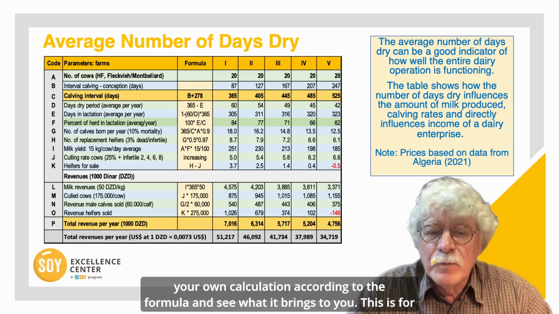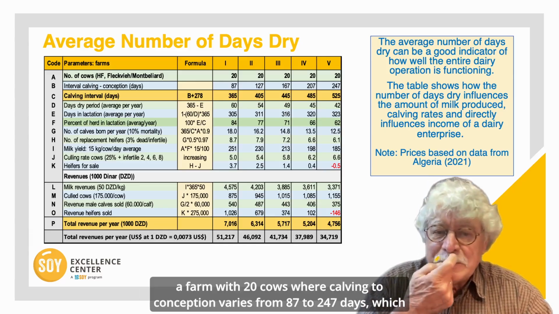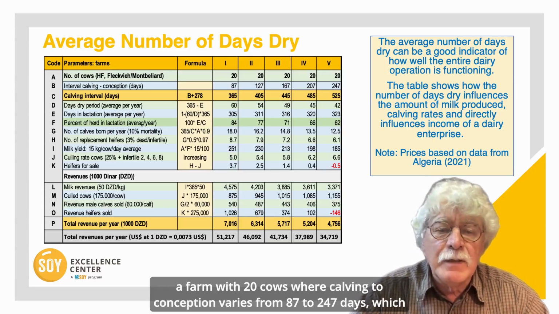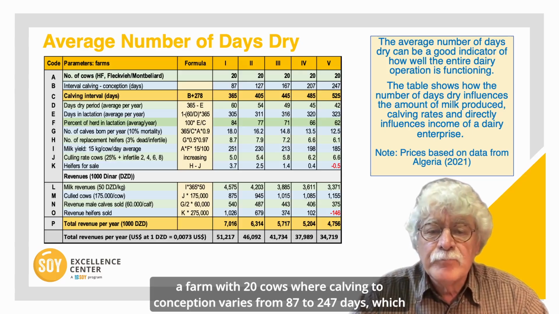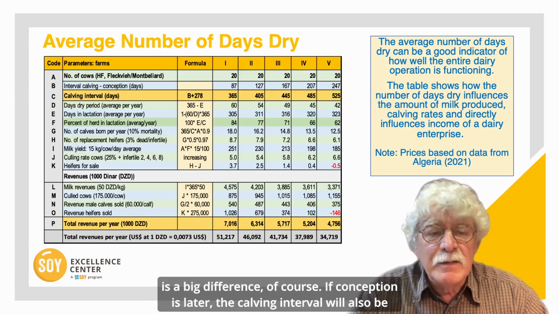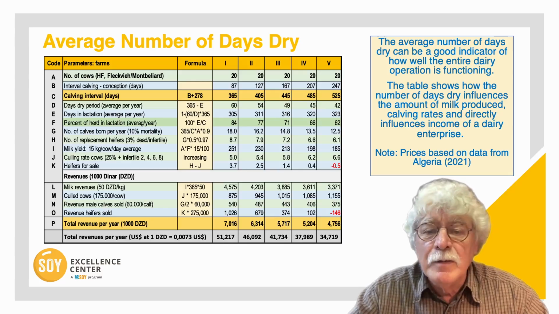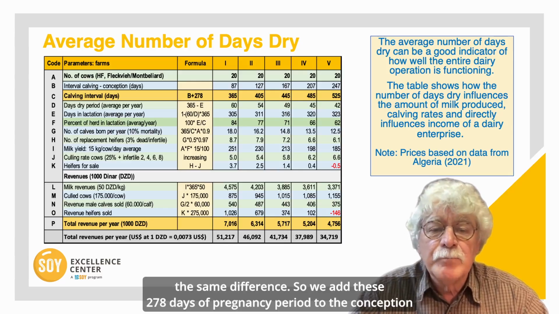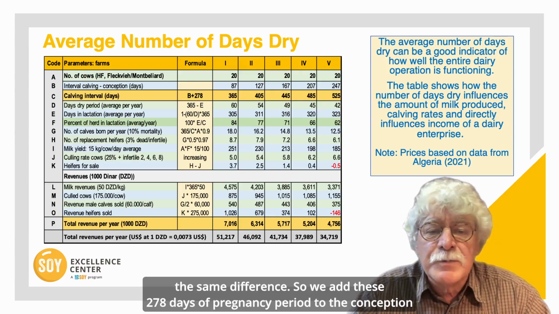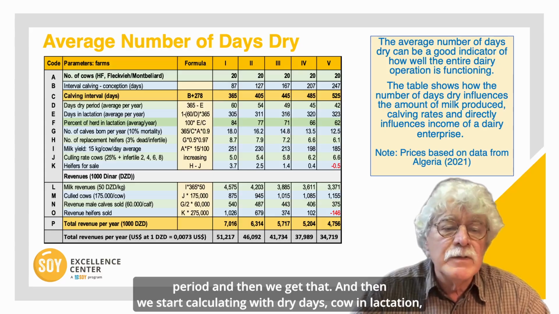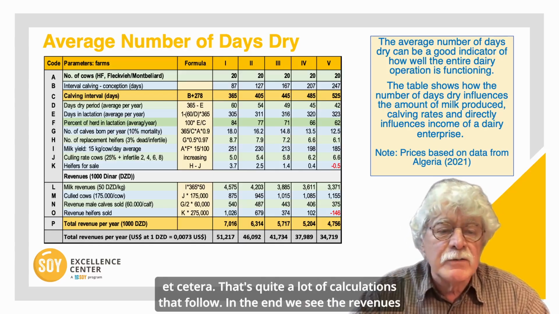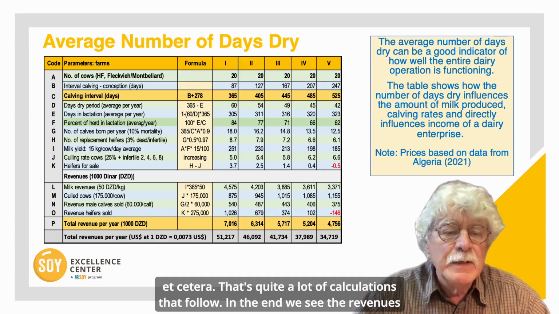This is for a farm with 20 cows, where calving to conception varies from 87 to 247 days, which is a big difference, of course. If conception is later, the calving interval will also be the same difference. So we add this 270 days of pregnancy period to the conception period, and then we get that. And then we start calculating with dry days, cows in lactation, etc. That's quite a lot of calculations that follow.